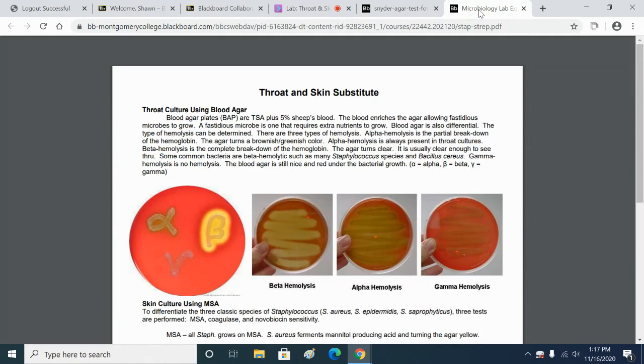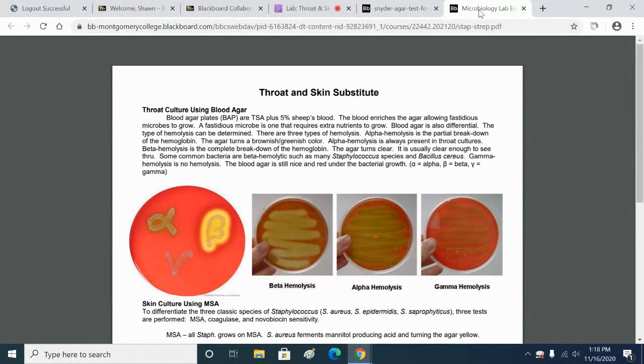We call those microorganisms that have particular growth requirements fastidious. So a fastidious bacterium may not grow on plain TSA, but you add blood to it, and then the organism will grow. So the blood enriches the agar to help fastidious organisms grow.